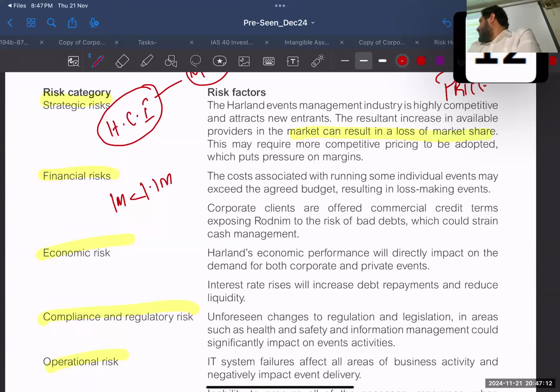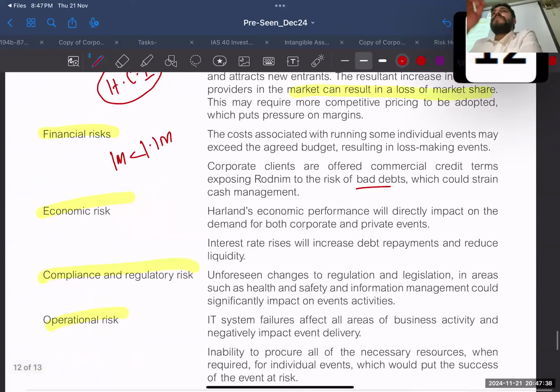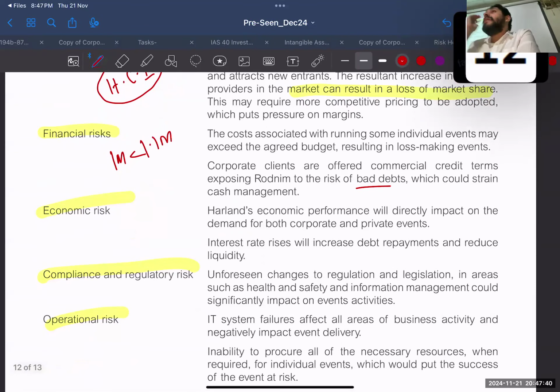Now the commercial credit terms will give rise to continuing services as well. If I'm providing them the deferred payment or the commercial credit term services, this will help in formulating a strategy in which the commercial credit terms give long-term loyalty from the client. But on the other hand, we are having a bad debt risk as well, right? So it says which could strain the cash management of the company. So the company may have some cash management issues in this regard.